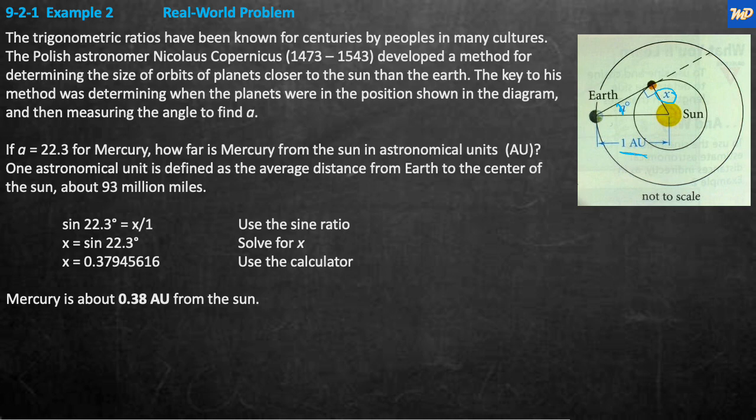So to solve it, it's x divided by 1, because we're measuring in AUs. If you take the sine of 22.3 degrees is equal to x divided by 1, we can say x is equal to the sine of 22.3 degrees. Okay, so in doing that, we're going to solve it by just running it through the calculator. And we'll find out that x is equal to 0.379455616 astronomical units. So Mercury is about 0.38 AUs from the Sun.